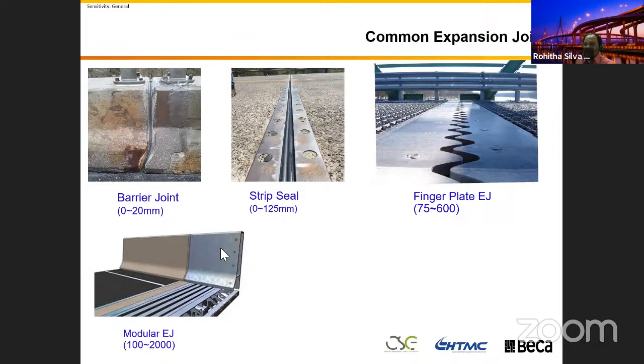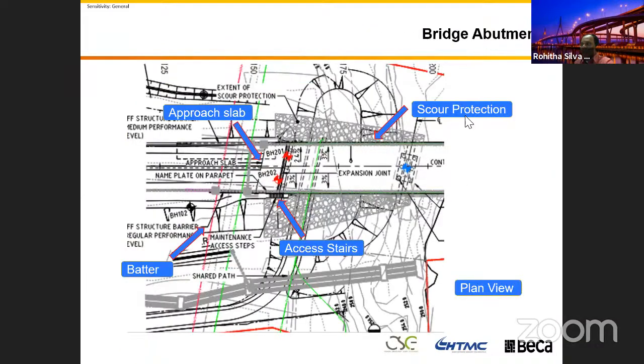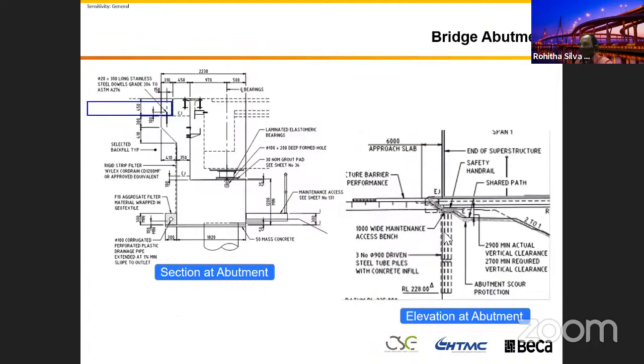And then you can use the modular expansion, modular type bearing for up to 2 meter movement. And if I just give the bridge abutment, I think I discussed this one before with you. We got bridge approaches, batters, access road, and then the cover protection and etc.